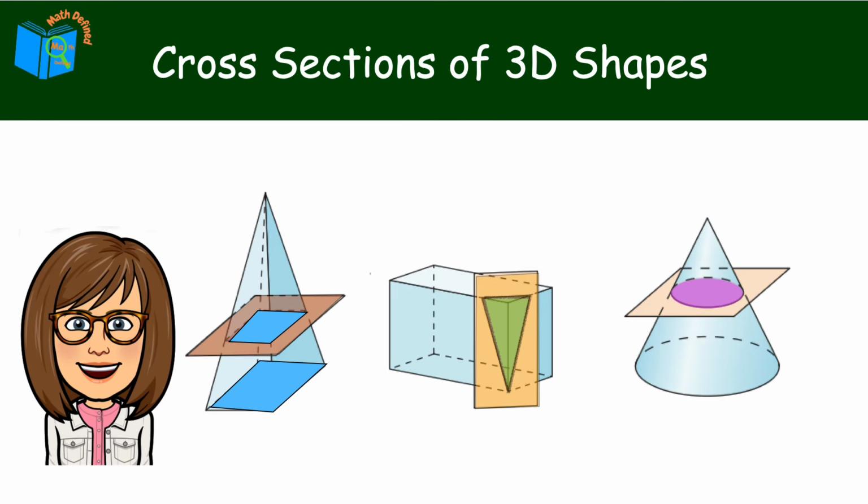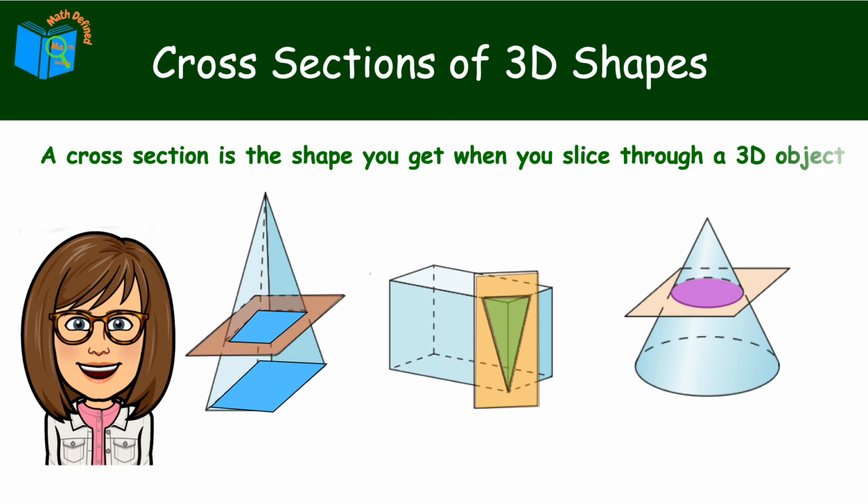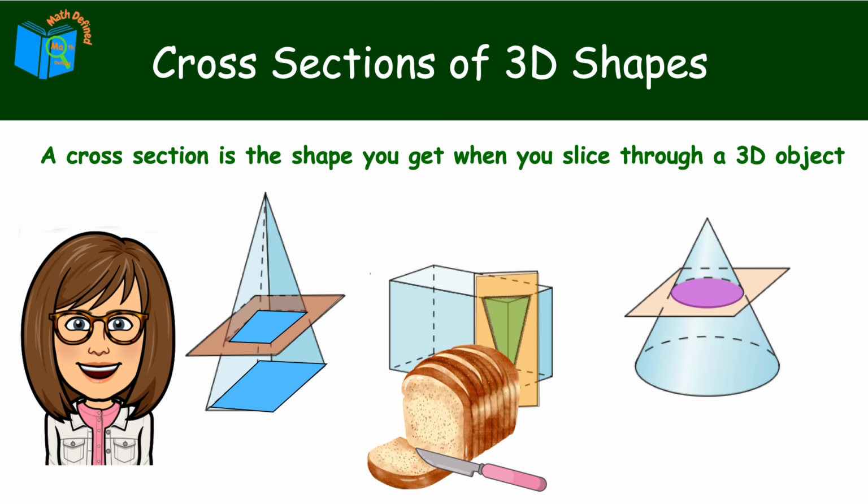Today we're talking about something called cross-sections. And honestly, this is one of those topics that feels tricky at first, but once you see it, it clicks. Here's the big idea. A cross-section is the shape you get when you slice through a 3D object. Think about slicing a loaf of bread. You don't just get bread, you get a shape. That's exactly what we're doing today with 3D figures. By the end of this lesson, you'll be able to look at a slice or a cross-section and tell me what 2D shape it creates. So grab your notes and let's get started.